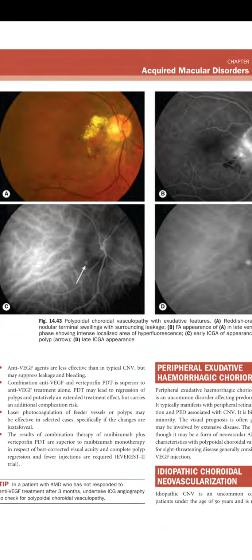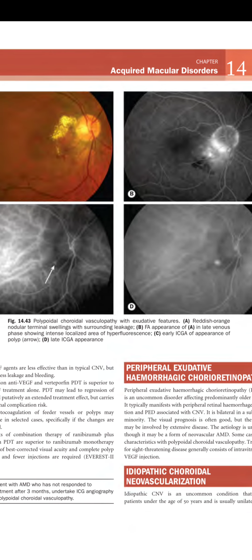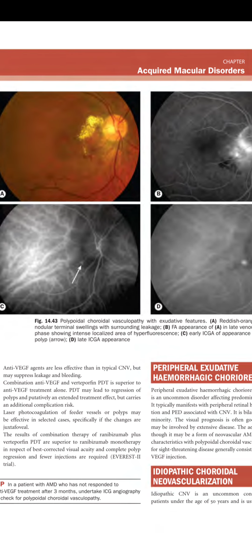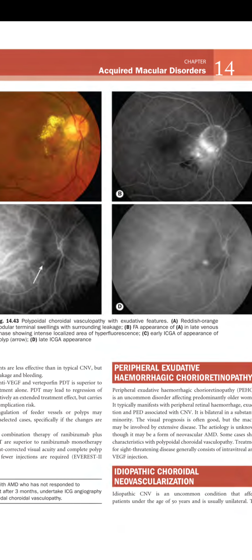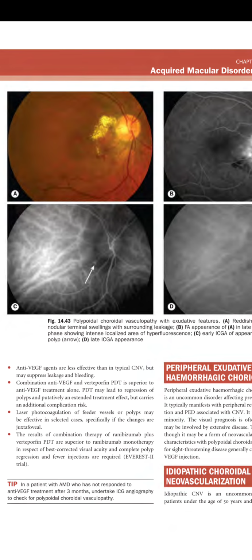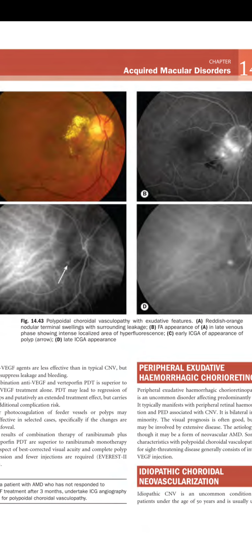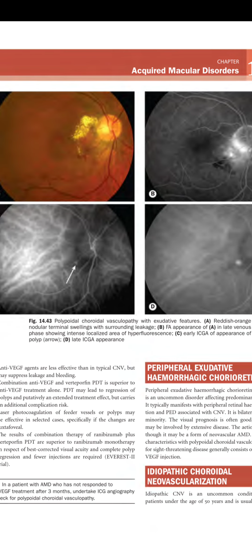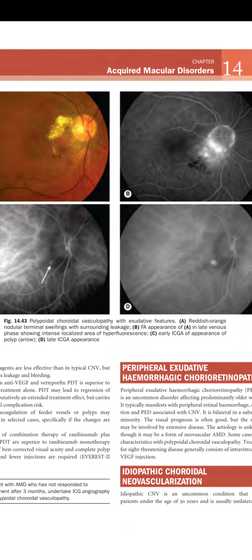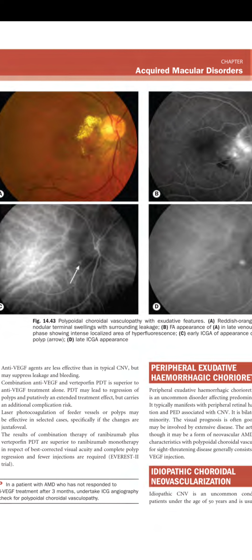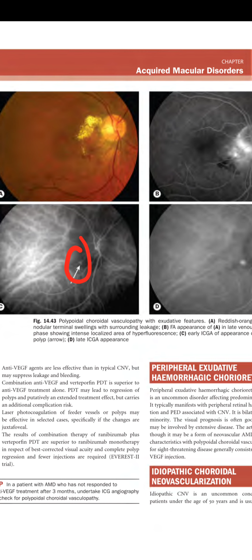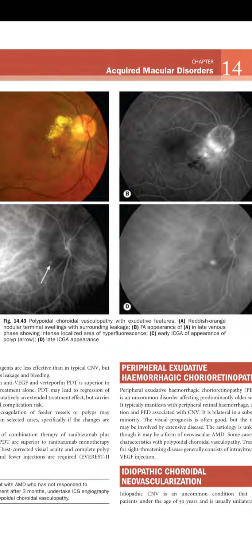This is a polypoidal choroidal vasculopathy with exudative features. A is showing a reddish-orange nodular terminal swelling with surrounding leakage, so there is leakage in this area. B is showing fluorescein angiography of A in the late venous phase, showing an intense localized area of hyperfluorescence. C is showing the early ICGA appearance of a polyp. So you can see this is a polyp here. D is showing the late ICGA appearance of a polyp.